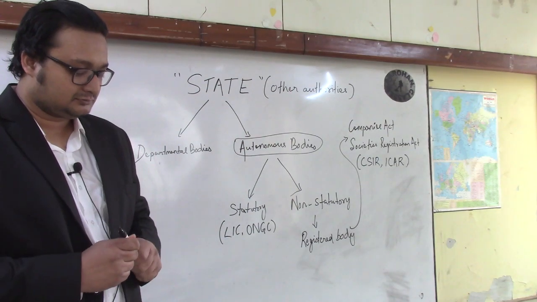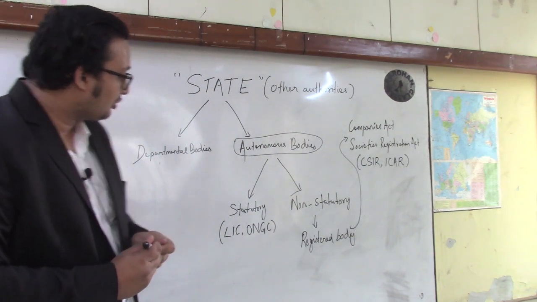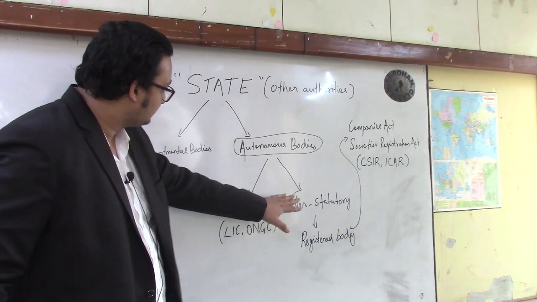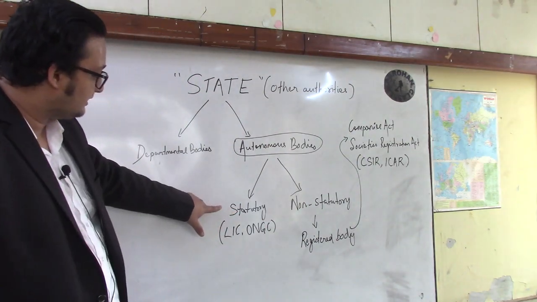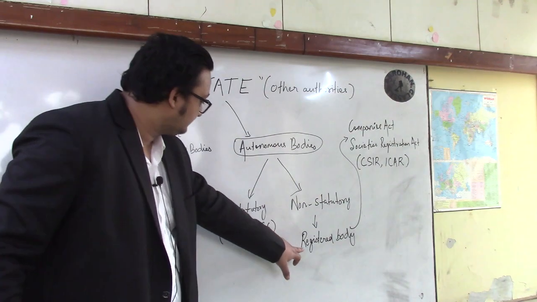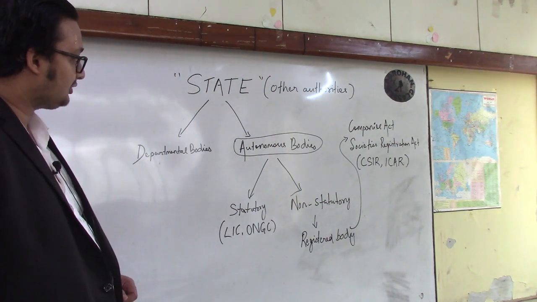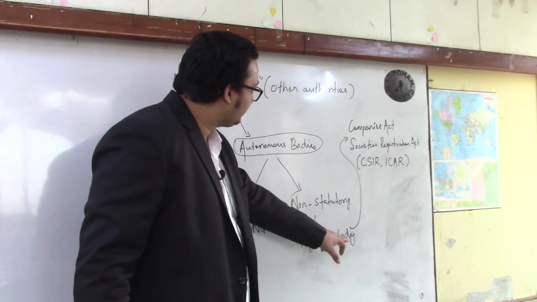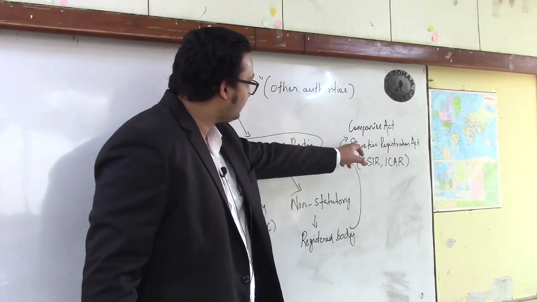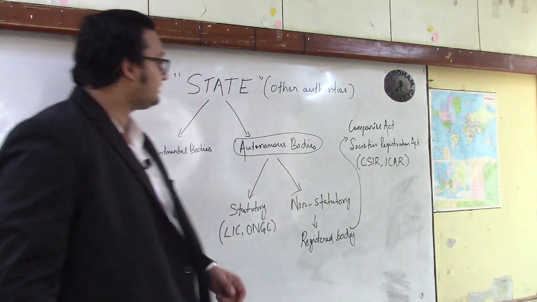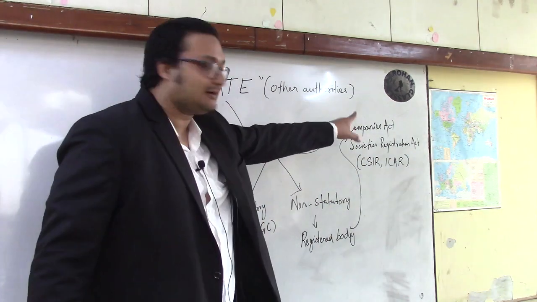So this lower part is not visible. The lower part? Autonomous part is yes, this non-statutory, this is registered body. Okay, and a registered body can be registered under your Companies Act or your Societies Registration Act. These are the two examples that have been given.